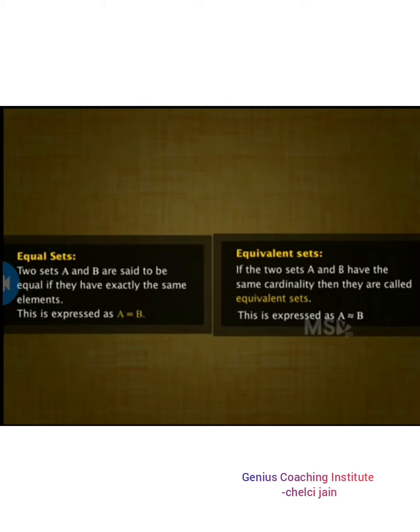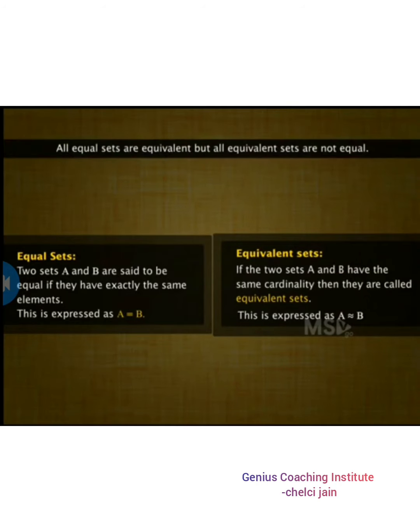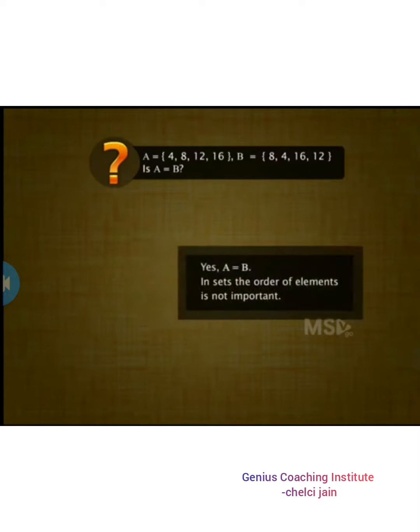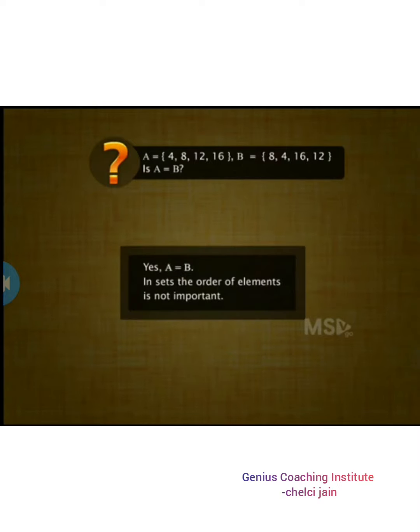For two sets to be equal, the same cardinality is therefore a prerequisite condition. In other words, all equal sets are equivalent but not vice versa. Do you think sets A and B given here are equal? Yes, indeed they are, because in sets the order of elements is not important.